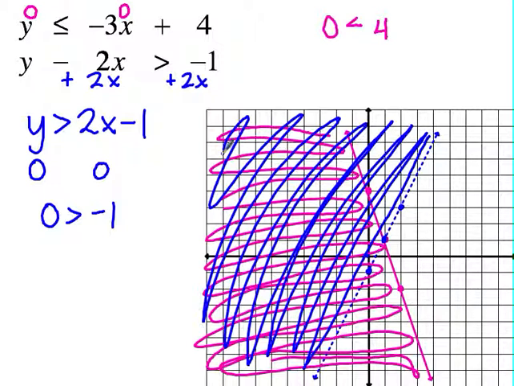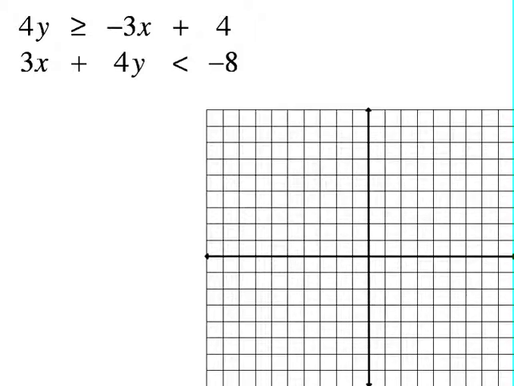So this one, if you look, it's like the left half of an x. If you've got an x, this left side will be your solution. So how do you know if it's dotted or not? It's dotted if it doesn't have an equal to sign. Okay, let's look at another one.